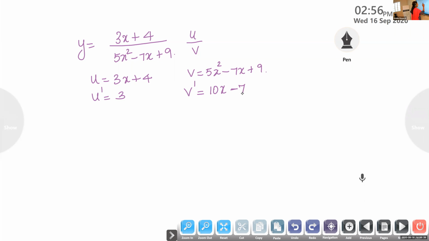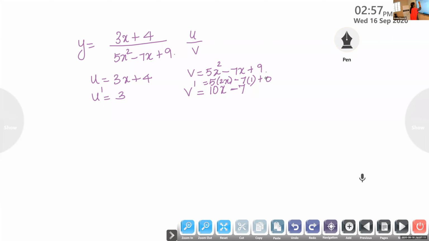Is it clear here, Michael? This one, how are we getting this? Is it clear what you are doing here? It is same as 5 into derivative of x square, which is 2x, minus 7 into derivative of x, which is 1, plus constant, which is 0. So you get v dash is 10x minus 7.